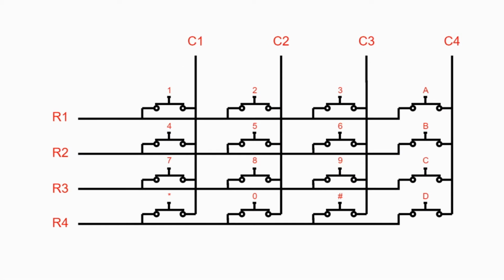Here I'm going to tell you a little bit about the code. Column 1, column 2, column 3, and column 4 will all start at 0. Then column 1 will go first. It's going to bring 0 to 1, and then it's going to read row 1, row 2, row 3, and row 4 to see if it has a 1.